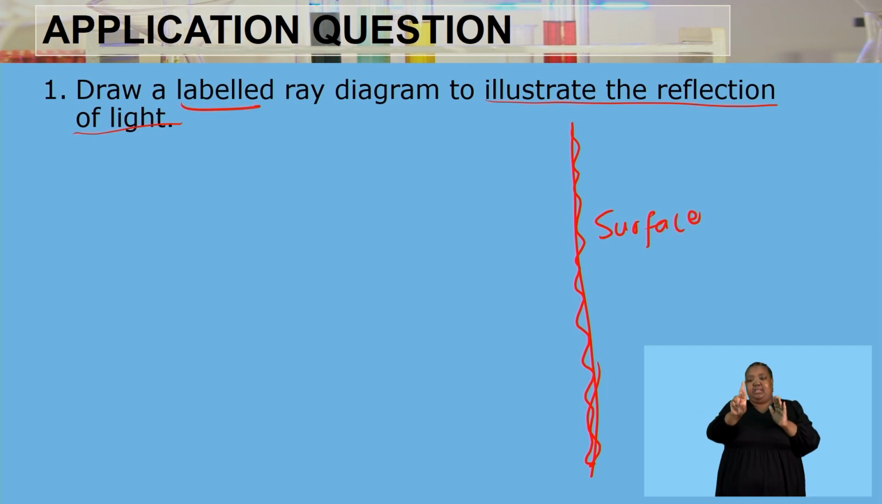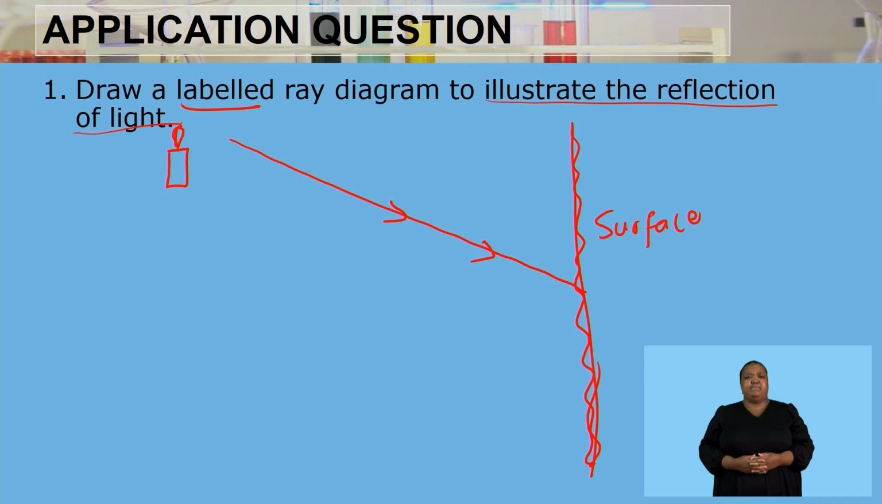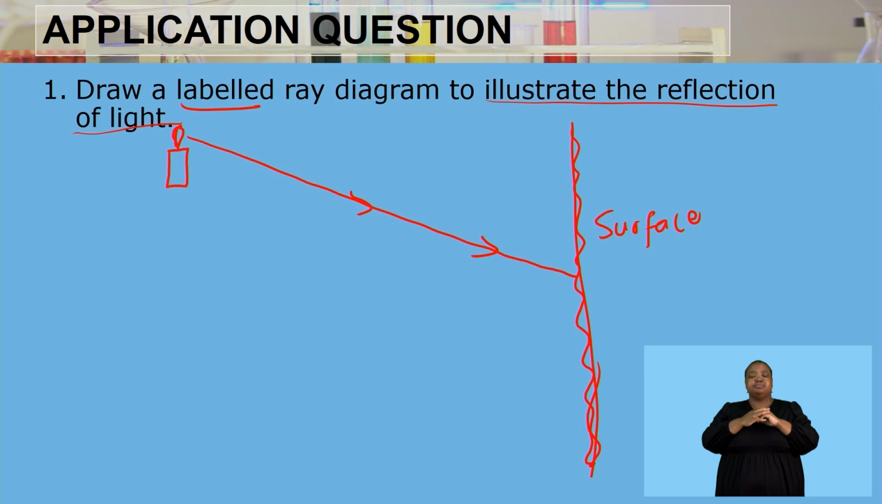Now, we have the light coming from the source. And remember, if the light is coming from the source, it needs to be shown by the arrowhead to show the direction. So if our source is the candle, how do we draw the candle? Let's do this. If the light is coming from the source, in this case the candle, this is going to be known as your incident ray.